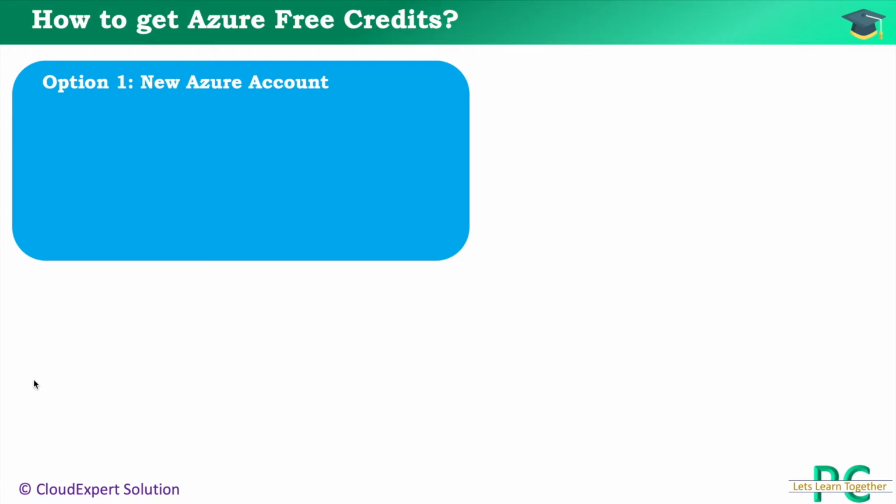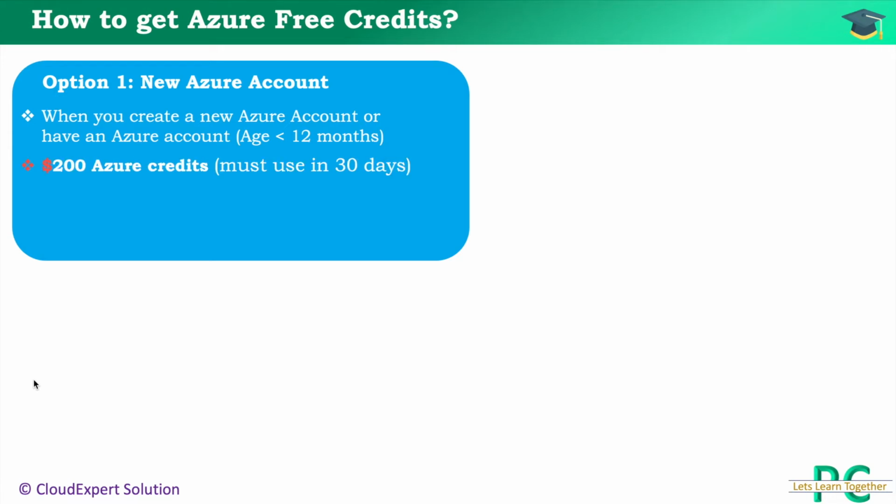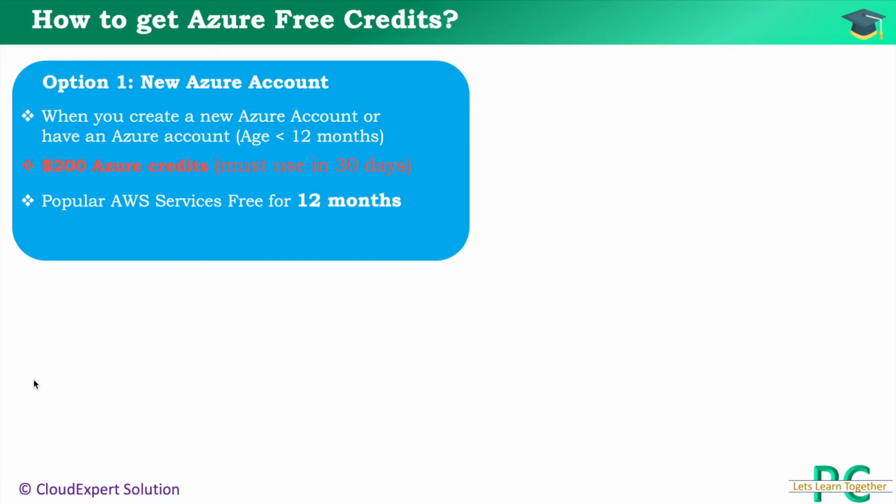Let's start with option 1, new Azure account. When you create a new Azure account, or maybe if you have an existing Azure account that is not more than 12 months old, Azure will give you free credits. At the beginning, when you create the account, you will get $200 Azure credits. You have to use them within 30 days of the account opening. You need a credit card to open that. On top of $200, you will get popular Azure services free for 12 months. And then you have 40 plus other Azure services always free for you.